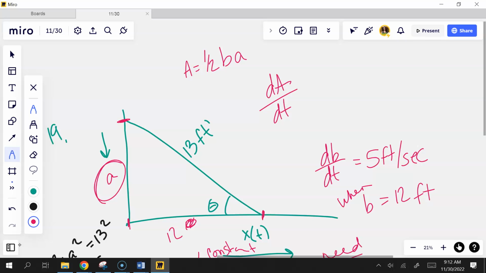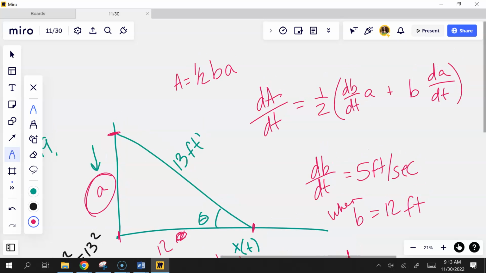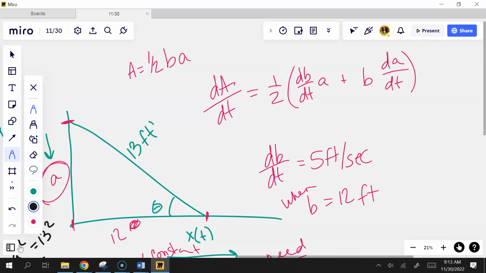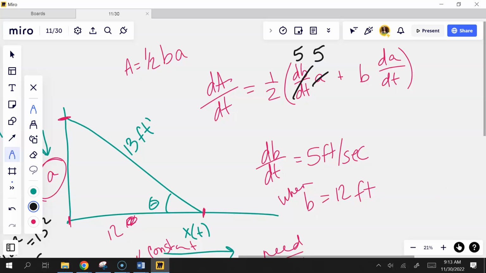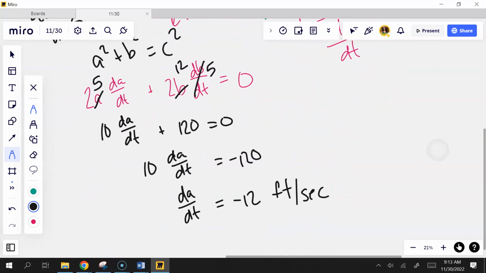Again, I have dB/dt, and now I know dA/dt, so I can just take the derivative here. 1/2 derivative of the first times the second plus the first times derivative of the second. Do I have enough information to plug in here? Yes, I absolutely do. dB/dt is 5. A we said is 5 also. B is 12. And dA/dt is what we just found, negative 12.